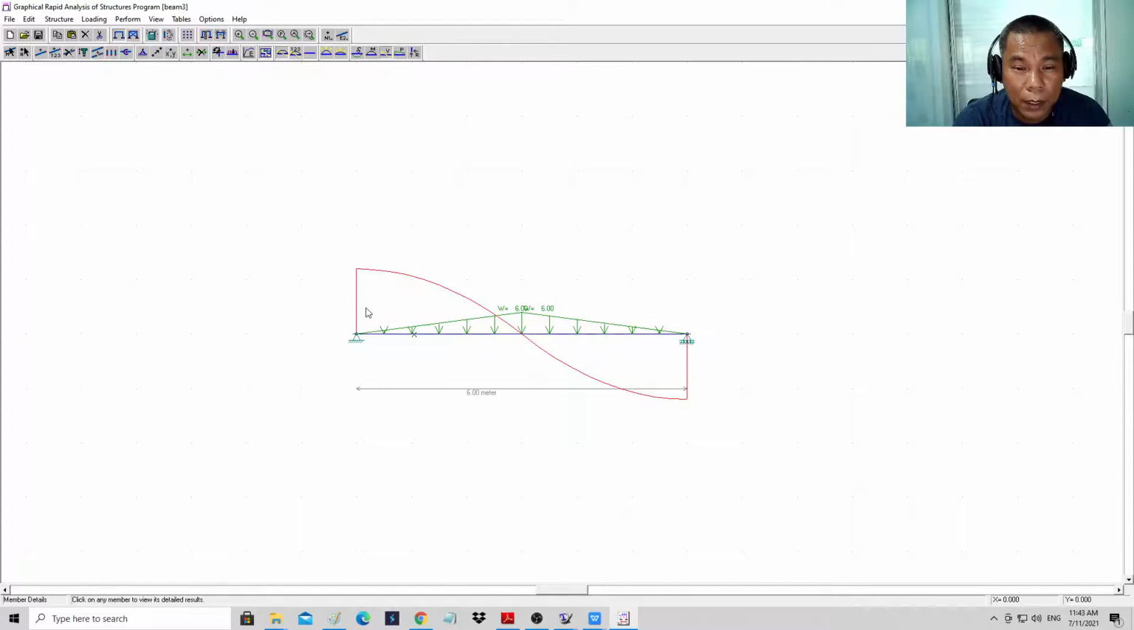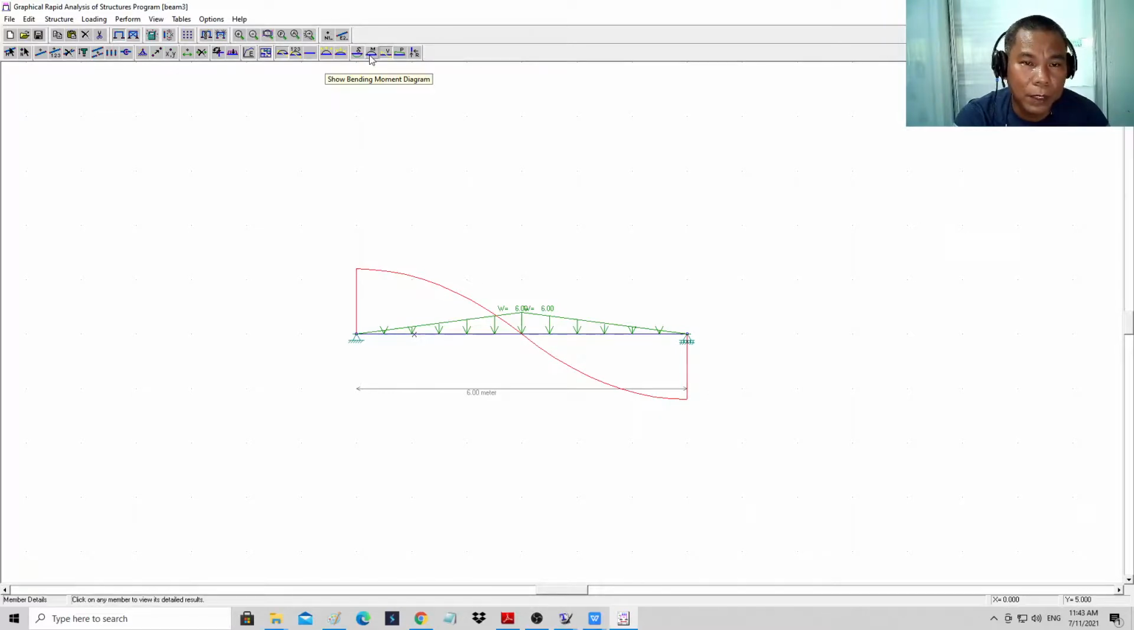As you can see again, there is the change of the curvature since the loading is changing. The slope is increasing, and the slope here is also increasing, but the value of the shear is decreasing because the load is decreasing, so the curve is concave downward and then concave upward.